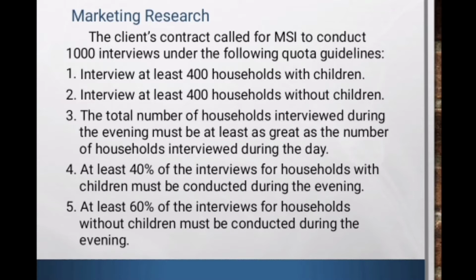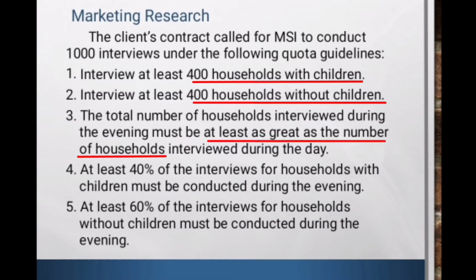So first, interview at least 400 households with children. Second, interview at least 400 households without children. Third, the total number of households interviewed during the evening must be at least as great as the number of households interviewed during the day. So, they have to interview at least as many households in the evening as in the day. Fourth, at least 40% of the interviews for households with children must be conducted during the evening. And lastly, at least 60% of the interviews for households without children must be conducted during the evening.